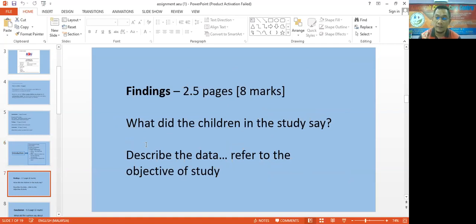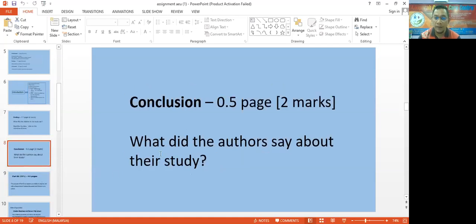It consists of 8 marks. What did the children in the study say? Describe all the data and refer to the objective of the study. Remember, every academic research paper has its own study objective. So you need to know why the author conducted the study, conducted the research. For this paper, I will explain to you later. Then the conclusion part is about half a page. What did the author say about their study?